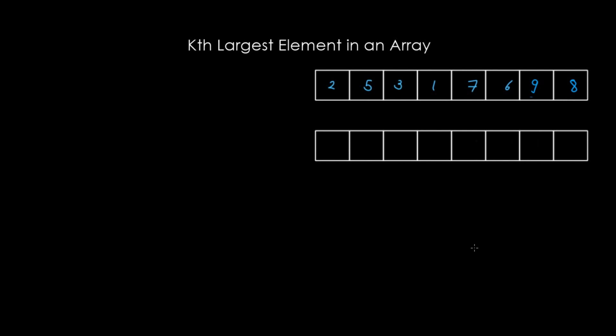Hello everyone. Today we are solving kth largest element in an array. So we are given an array and we are required to return the kth largest element, and for this we can sort the given array. After this we have this array. After sorting the array, all we are required to do is to return the kth largest element.